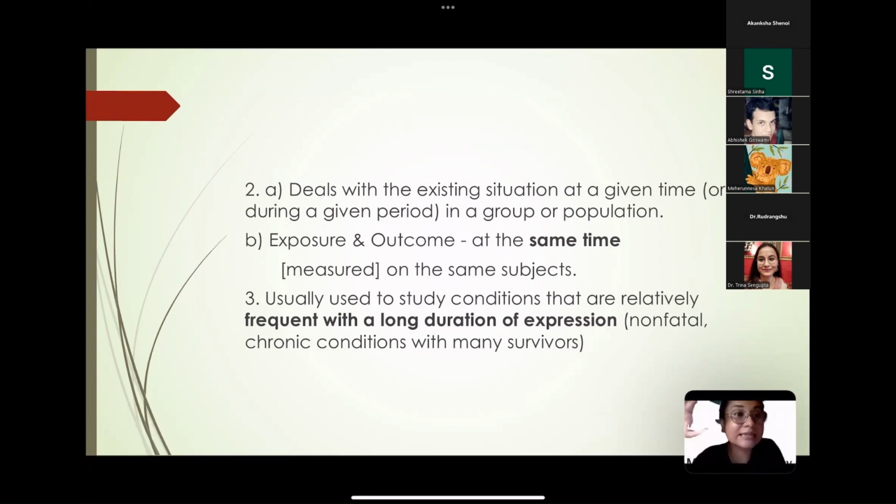So remember, this study has a major disadvantage. This study cannot establish the temporal association, the temporality of disease. As exposure and outcome are measured at the same time, we never conclude from this study that the exposure has occurred before the outcome. Okay, you understood? It is usually used to study conditions that are relatively frequent with a long duration of exposure, because we are only considering those diseases which are non-fatal conditions with many survivors. Those are the diseases we are dealing with in a cross-sectional study.